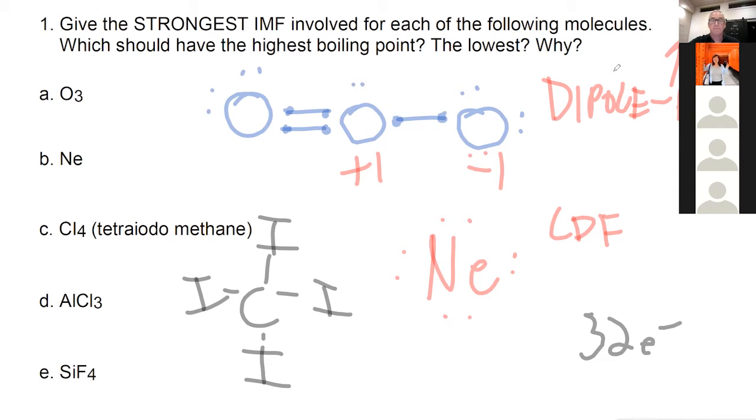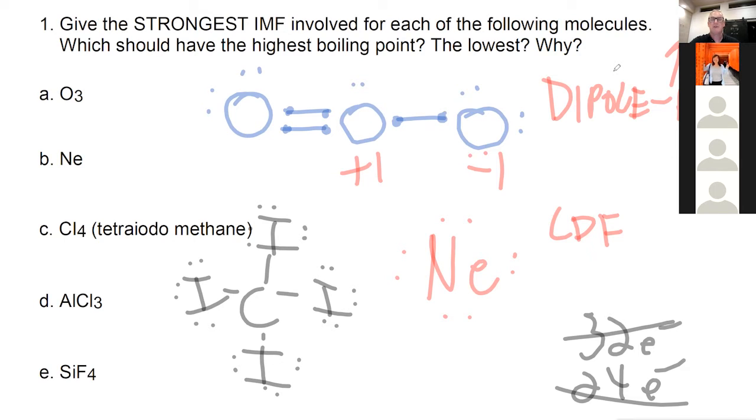So let's put 32 around the outside. Wait a minute, we've already used 8 for the 4 bonds, and that leaves us with 24. So 1, 2, 3, 4, 5, 6 on each iodine. And we're done. That makes sense because carbon is making 4 bonds and it has no lone pairs. That's typically what carbon looks like.